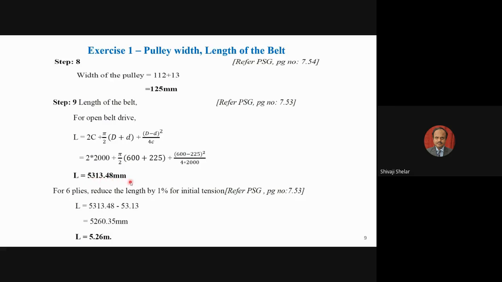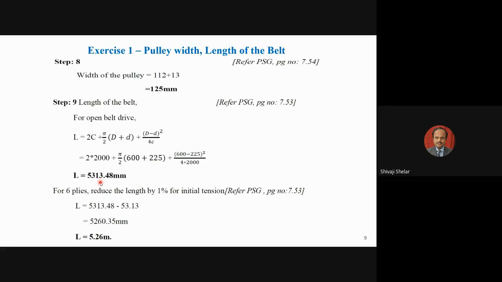5313.48 millimeters. Now this length is the theoretical length. We cannot use the theoretical length. If you use the theoretical length and wrap this belt around the pulleys, the belt will be loose and will not transmit the power properly. So the belt needs to be given initial tension. To give that initial tension, this length has to be shortened.